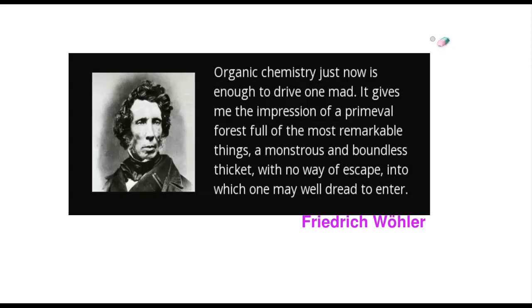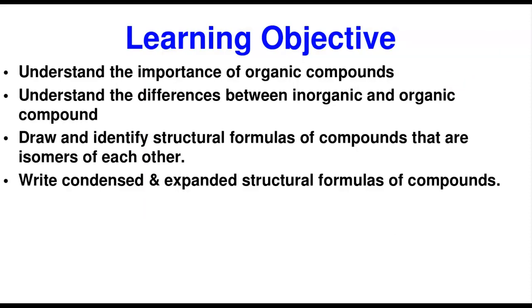Friedrich Wöhler. Friedrich Wöhler was a German scientist, a German chemist. He was born in 1800 and he died in 1882. But he didn't die just like that. He gave us an important insight into what we're going to be talking about in the first part of this lecture. Okay, let's see what goes on.